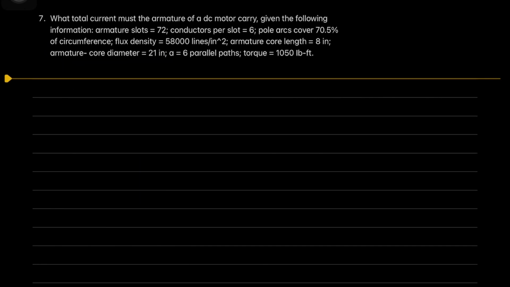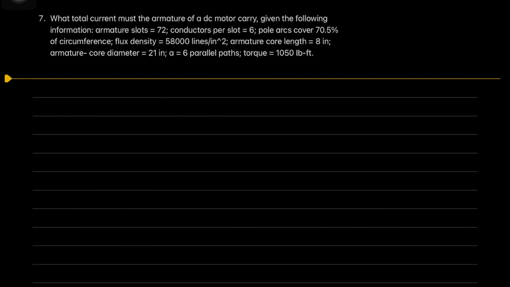Problem number 7. What total current must the armature of a DC motor carry given the following information? Armature slots equals 72, conductors per slot equals 6, pole arcs cover 70.5% of circumference, flux density equals 58,000 lines per square inch, the armature core length is equal to 8 inches, the armature core diameter is equal to 21 inches, the number of parallel paths is equal to 6, and the torque exerted by the armature is 1,050 foot-pound.